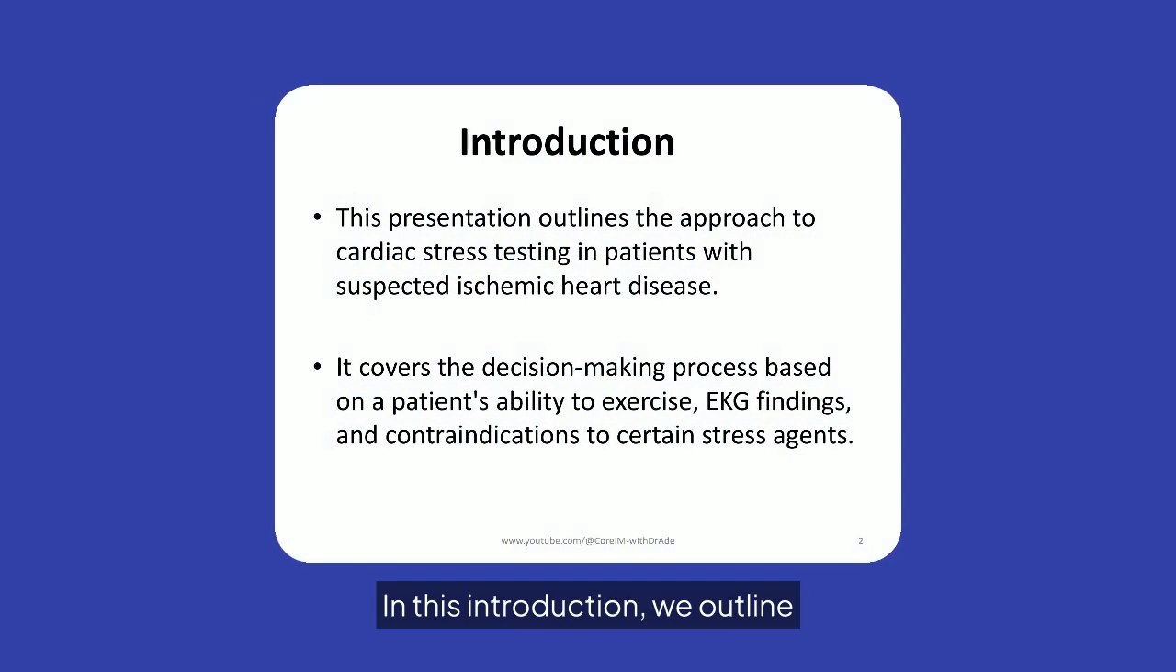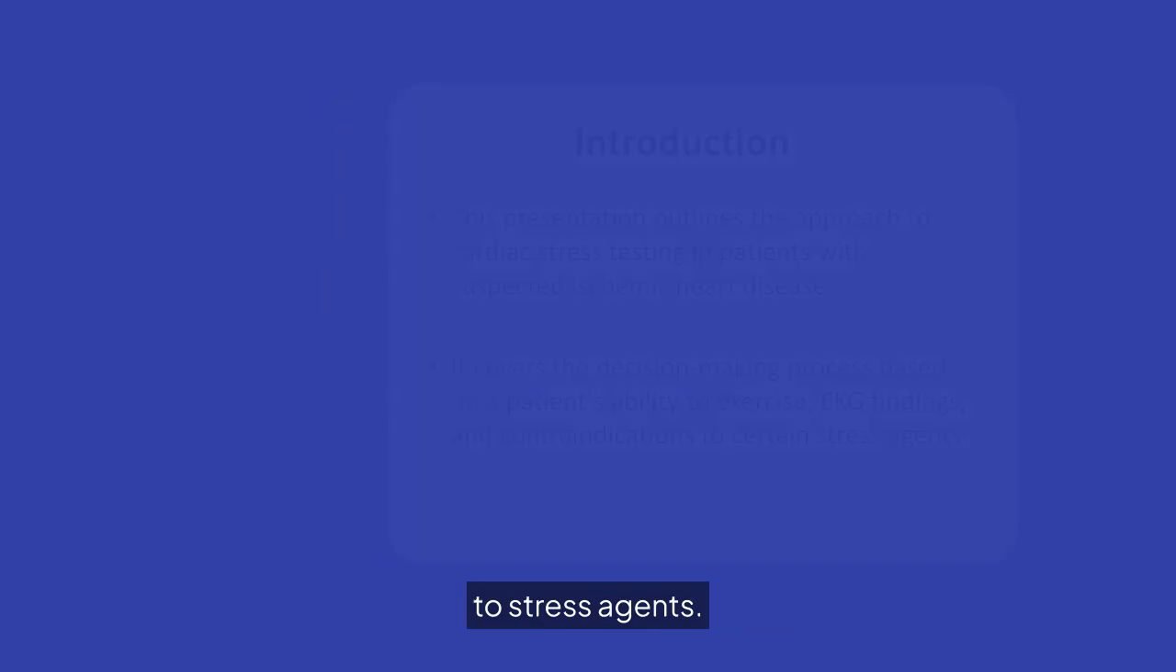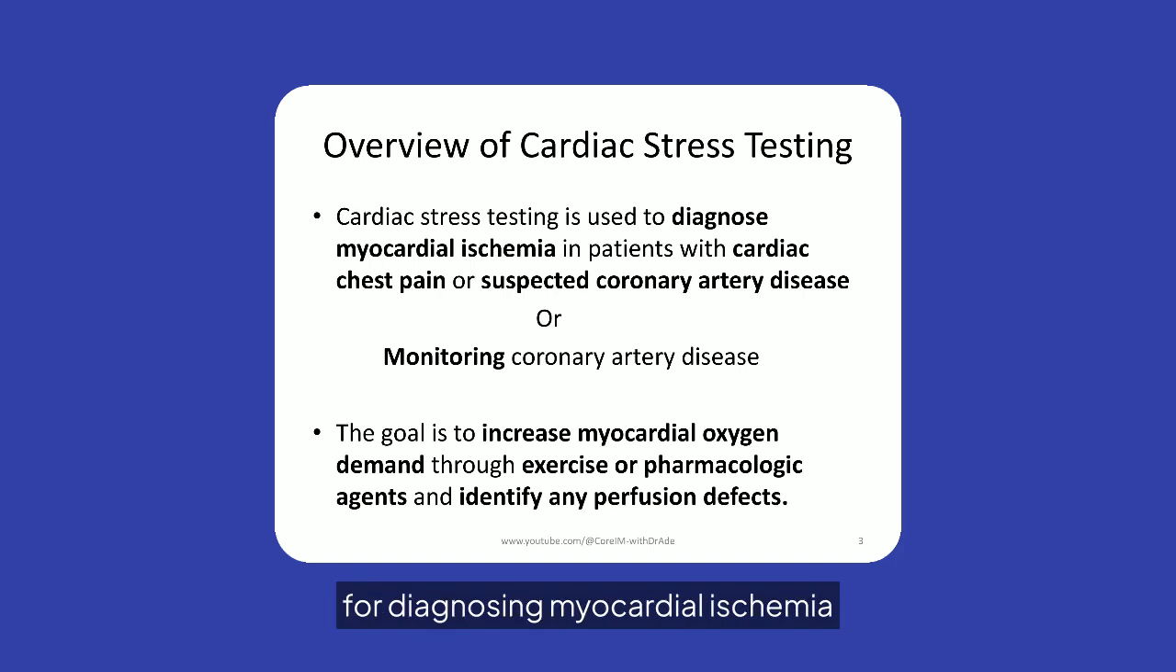In this introduction, we outline the approach to cardiac stress testing for patients with suspected ischemic heart disease. The focus is on decision-making based on exercise capability, EKG findings, and contraindications to stress agents. Cardiac stress testing is crucial for diagnosing myocardial ischemia in patients with chest pain or suspected coronary artery disease. It also monitors coronary artery disease by increasing myocardial oxygen demand through exercise or pharmacologic agents to identify perfusion defects.